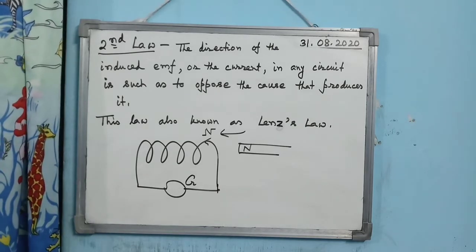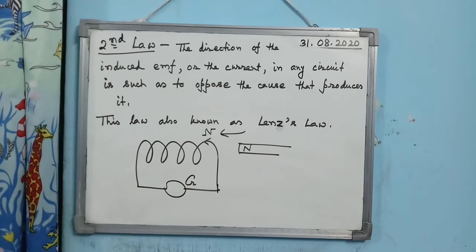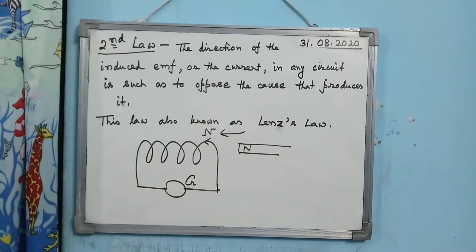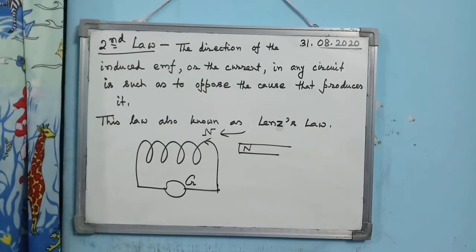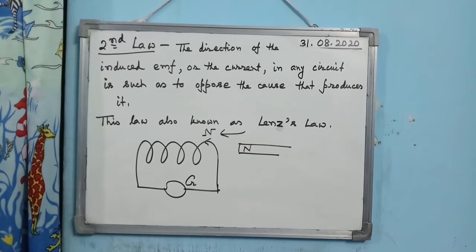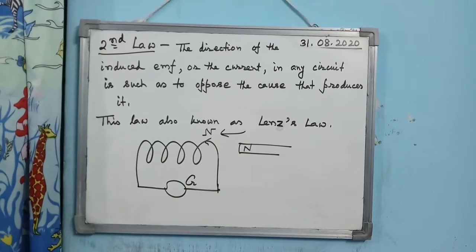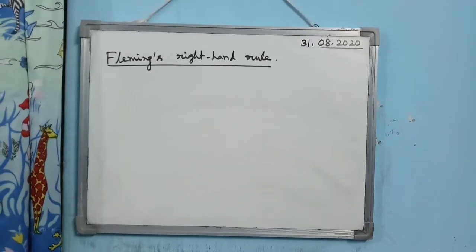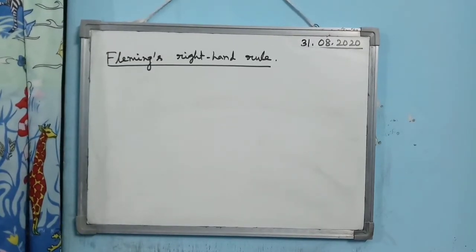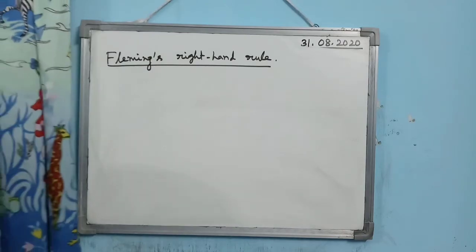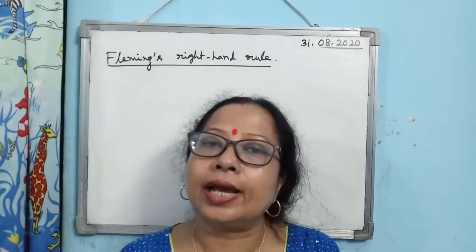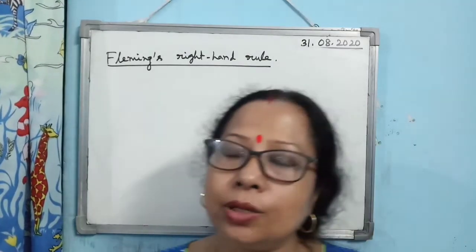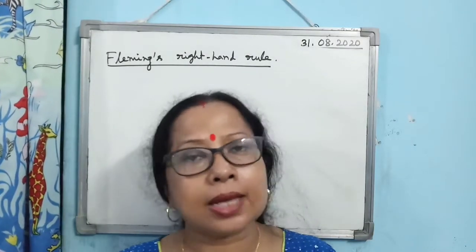Alright, so actually in the first law, E is equal to minus d phi B by dt, and that minus sign is coming due to the second law. So you must learn both the statements of the first and second law of electromagnetic induction. Now, instead of applying Lenz's law, if you want to find the direction of the induced current, then you can use another rule, that is Fleming's right hand rule.